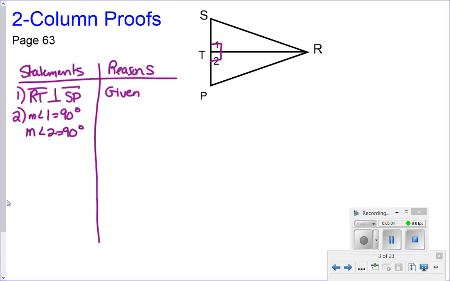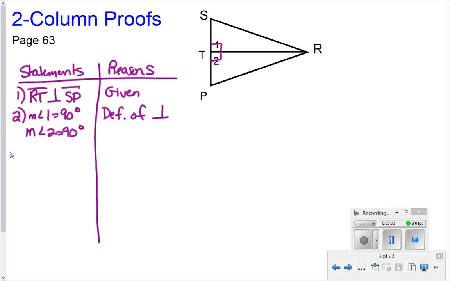And the reason I know that they both have measure 90 degrees is because we learned early on the definition of perpendicular. When we see that perpendicular symbol, it means the measure of the angles is 90 degrees. So our reason is def of perpendicular. You can abbreviate it that way. I don't need to write that twice because that's my reason for both of those statements in number 2.